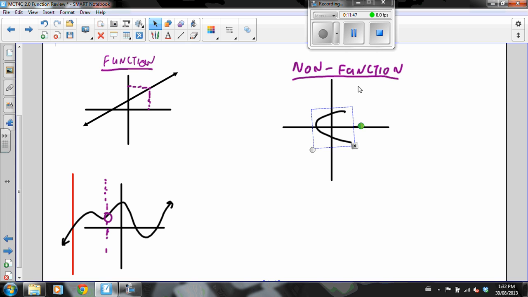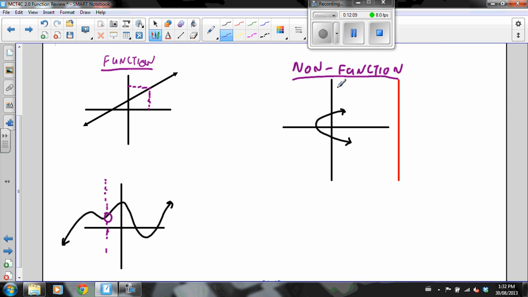Well, now I can see that my vertical line, I'm going to grab it over here, sometimes cuts it in only one spot, but for a lot of values it cuts it in two spots. One input, that might be x is 1, and I get two outputs here and here. So this is not a function. And I'm going to show this on my note by having two circles. One input, two outputs. Not a function.